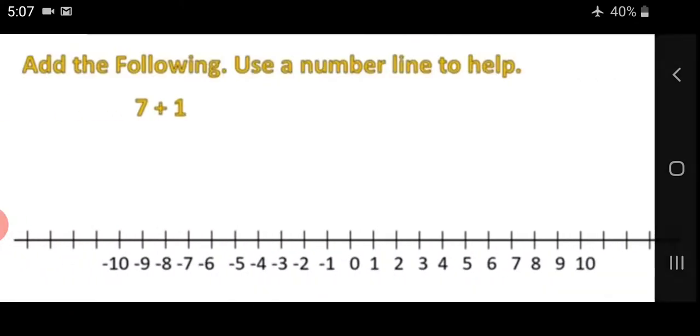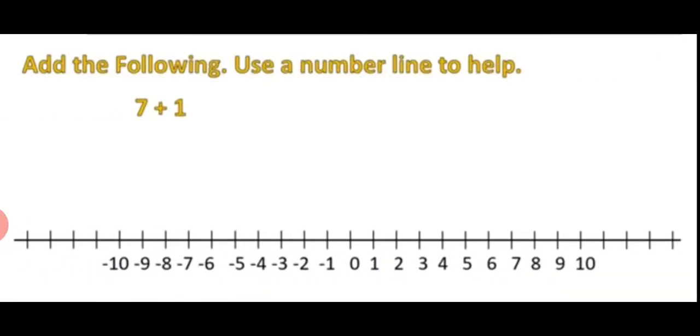For example, here you can see this is a number line and here is 7 plus 1. We have to add 7 with 1 using the number line. You all know 7 plus 1 equals 8. But how can we solve by using number line? Let's see.